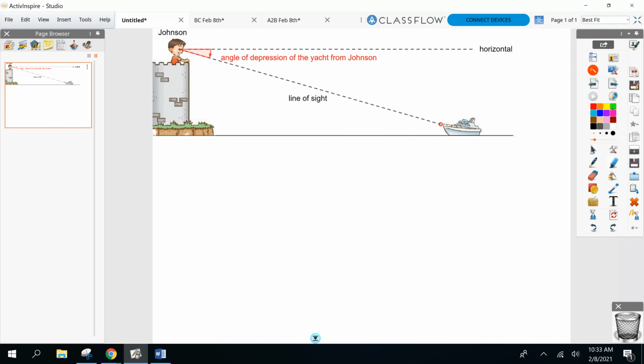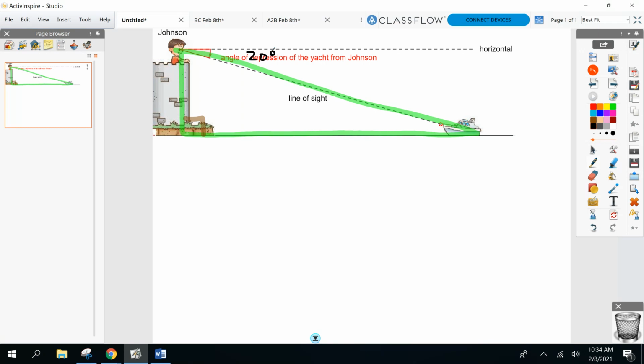Do you see this right triangle that I formed here? The problem is my angle of depression is not in there. If I'm about to use sine, cosine, tangent, I can't use the angle of depression where it is right now because it's not inside my right triangle. Let's say the angle of depression is 20 degrees, so Johnson's looking down at a 20-degree angle at the yacht.